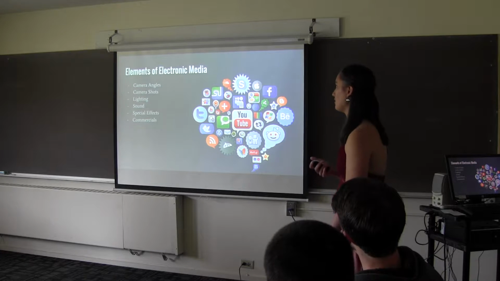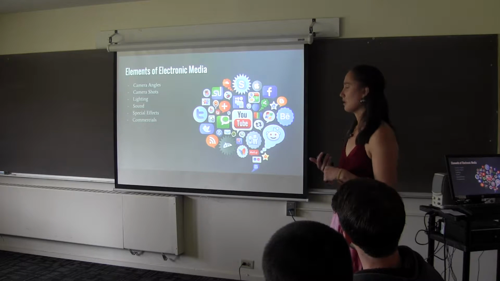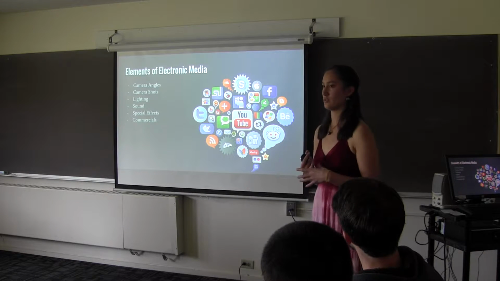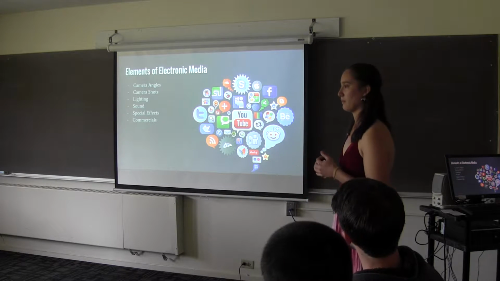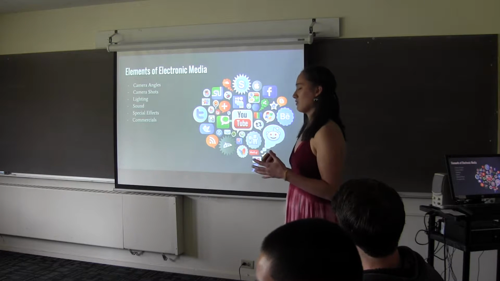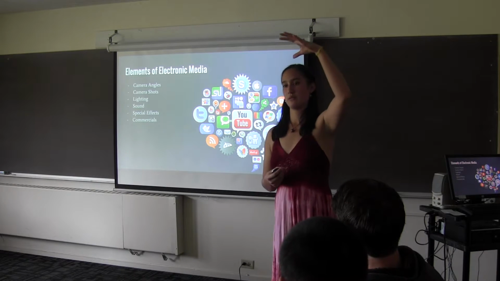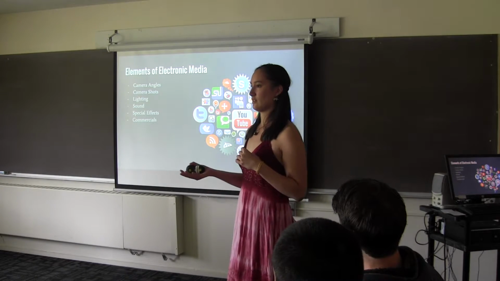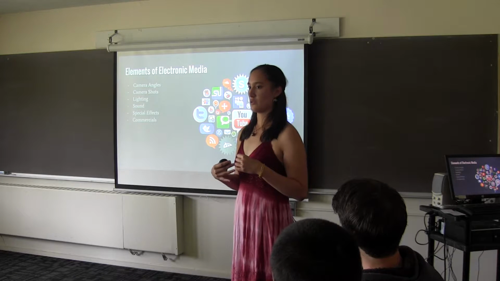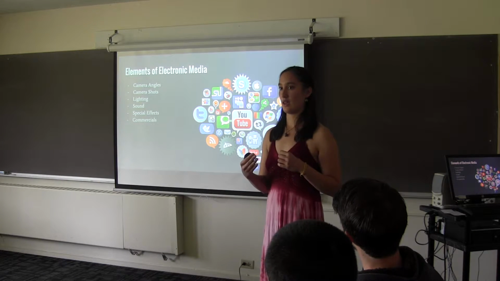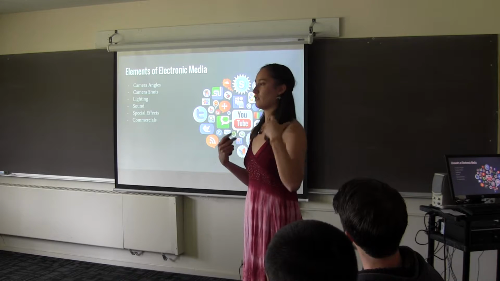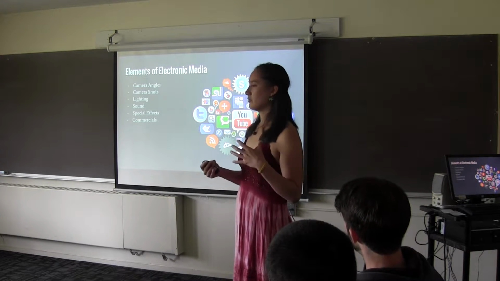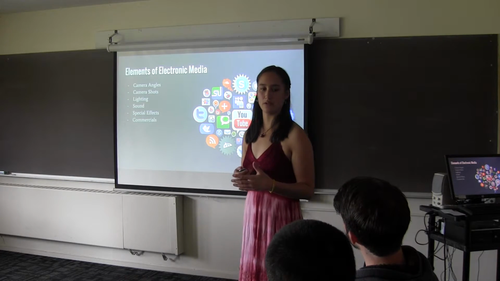Similarly, elements of electronic media include camera angles, camera shots, lighting, sound, special effects, and commercials. So to give a couple of examples, camera angles, if someone has shot something from the top, the individual or individuals or objects that are in that shot are suddenly seen as being less powerful. So understanding when you're viewing something that if that camera is above them, why you're feeling like that person has less power is important. Because cameras don't actually capture reality, they capture a version of reality.